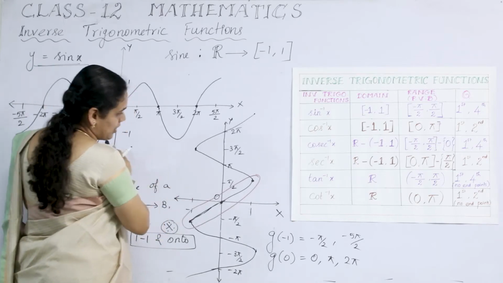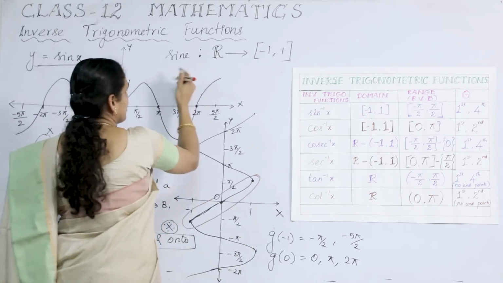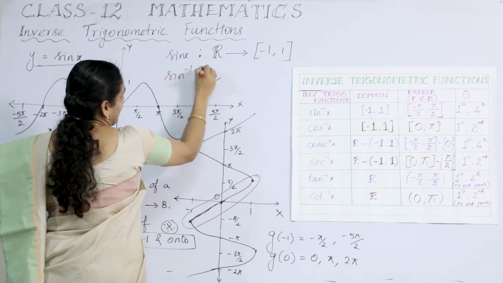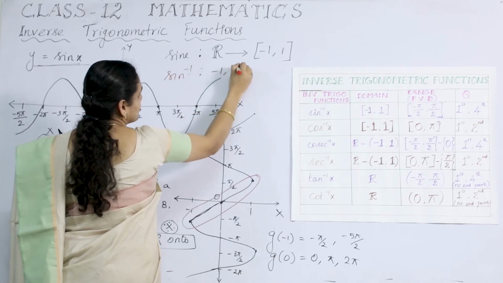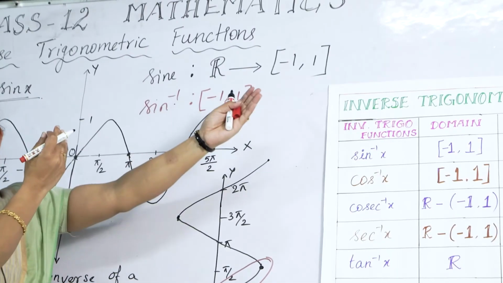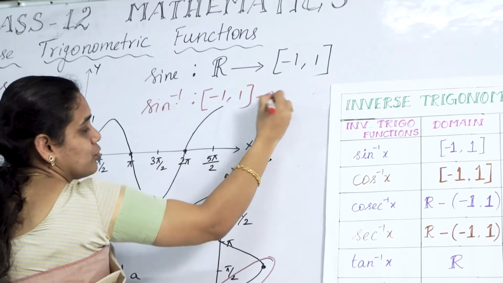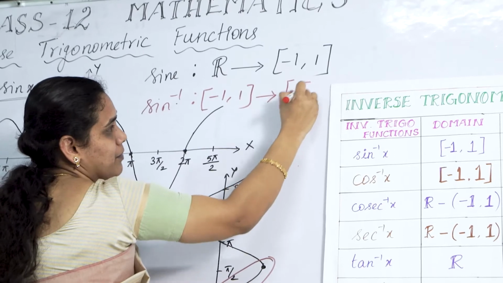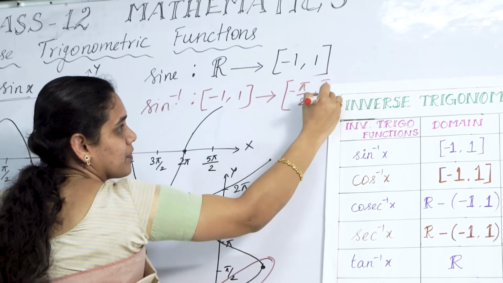So, sine inverse is defined from minus 1 to 1. This is what we do for the inverse functions. We swap the domain and range, isn't it? So, to minus pi by 2 comma pi by 2.